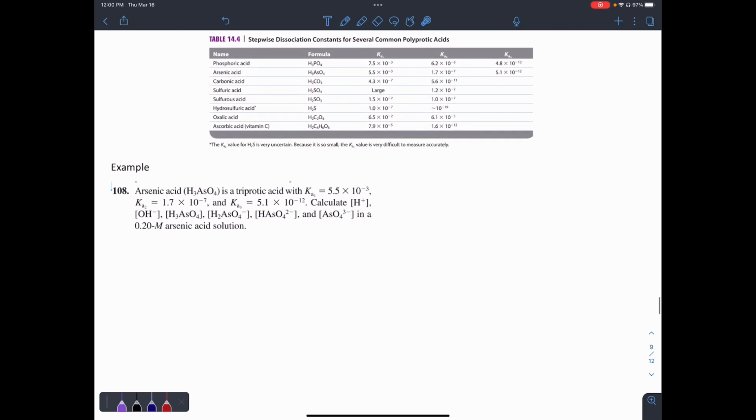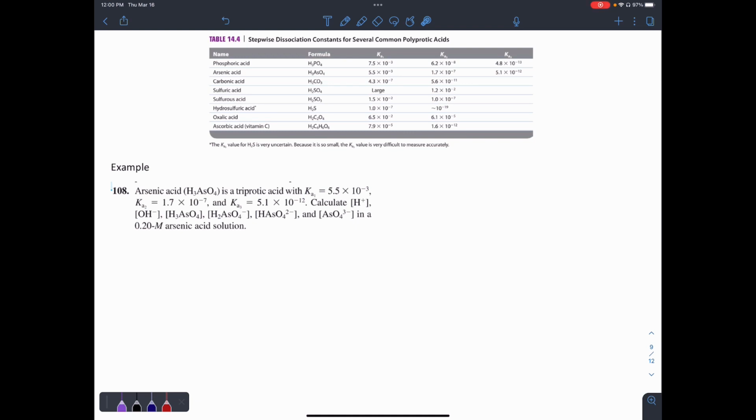So here's a sample problem similar to tonight's homework where we're going to use all of those facts. Here we have a polyprotic acid, see it has three hydrogens. The Ka for all three of the possible chemical reactions that could occur. And then they want us to find the H concentration, OH, and the concentrations of all the intermediates.